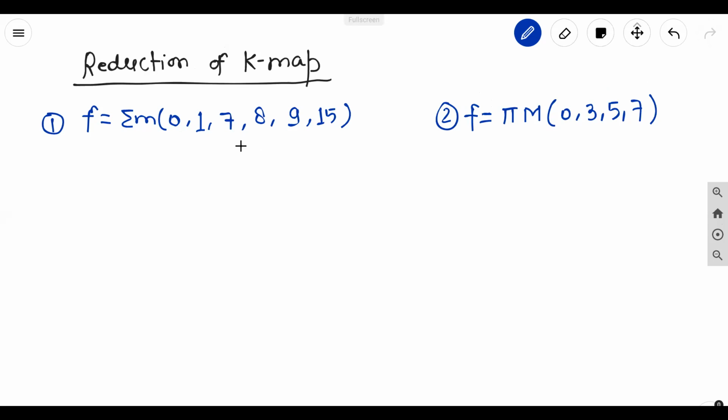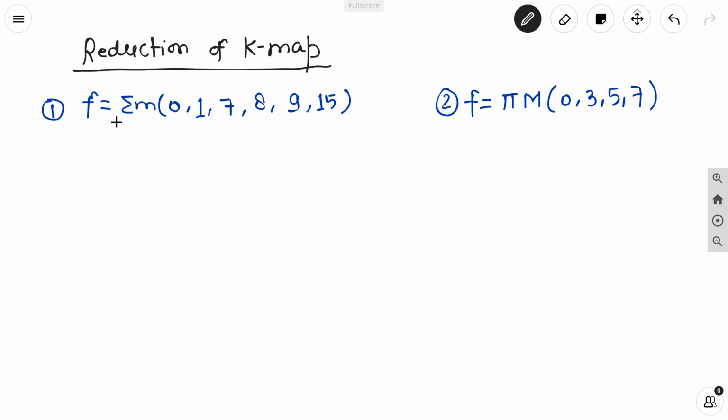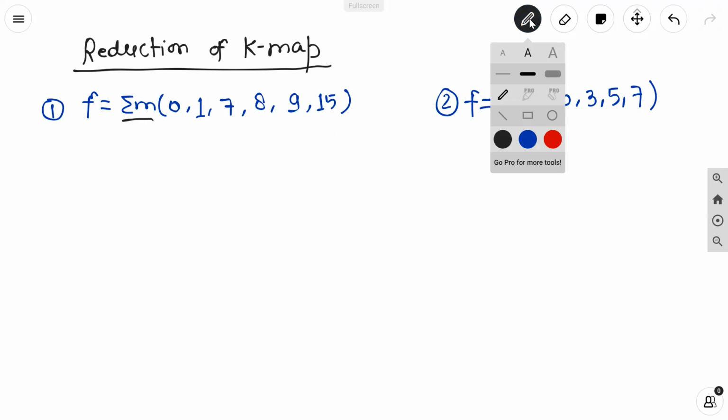So for this particular example, example number one, we have min terms here, and here we have max terms. For max terms, I will deal with them in the next video, but for this video I am discussing the min terms. First of all, we have to find the number of boxes in the KMAP. It is decided by the maximum min term here. Here the maximum min term is 15.